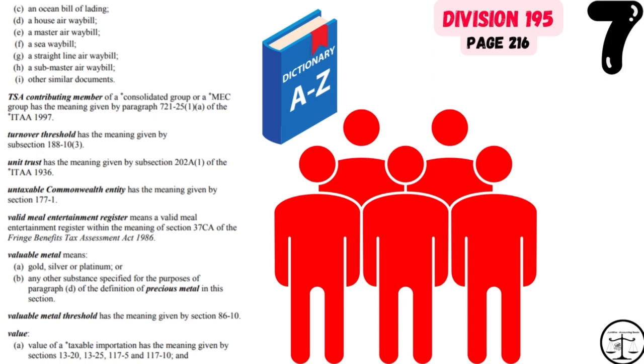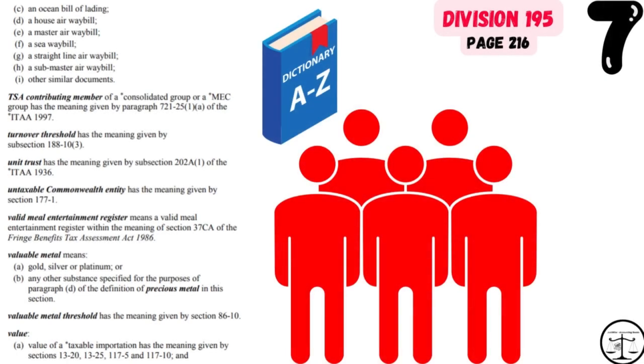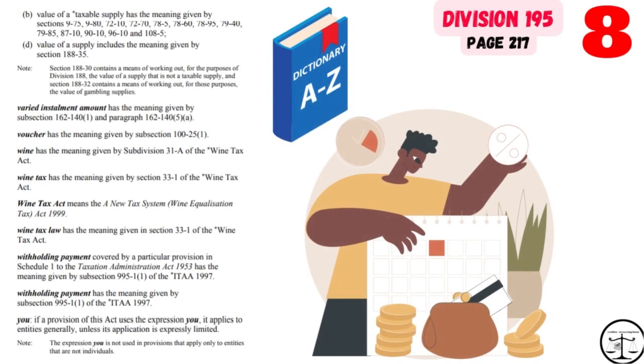Page number 216, word number 55. TSA contributing member. 56. Turnover threshold. 57. Unit trust. 58. Untaxable Commonwealth entity. 59. Valid meal entertainment register. 60. Valuable metal. 61. Valuable metal threshold. 62. Value. Next page for this video.